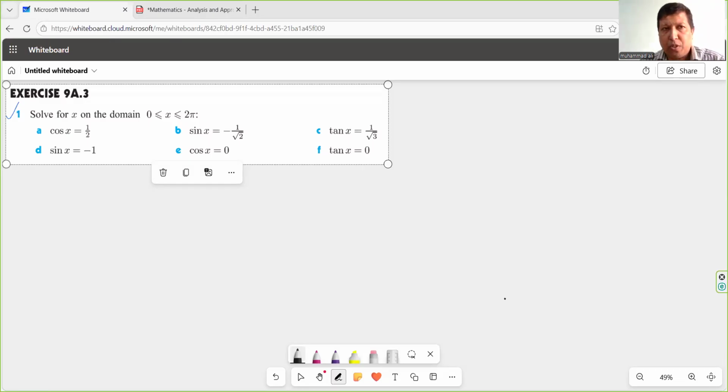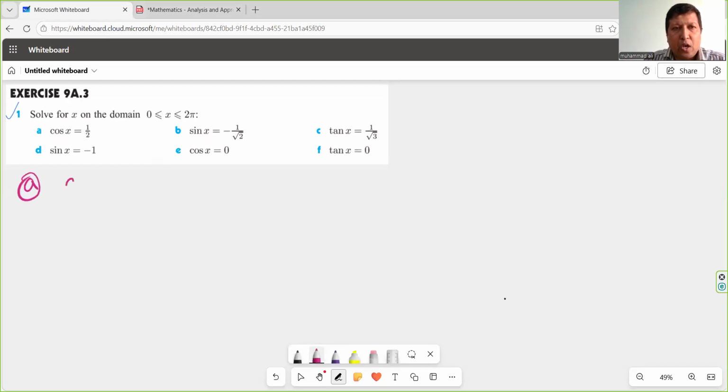Today we try to solve some questions from DP1 AA SL Trigonometry equations and identities, chapter 9, exercise 9A.3. The first question: solve for x on the domain x greater than or equal to 0, less than or equal to 2 pi. A number is given: cos x equals half. Keep in mind our interval will be x greater than or equal to 0, less than or equal to 2 pi.